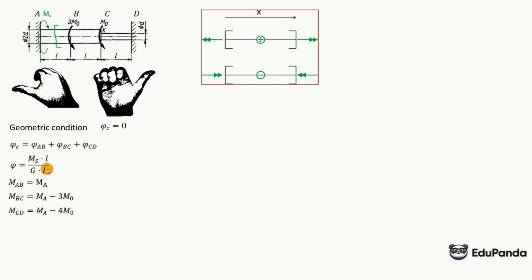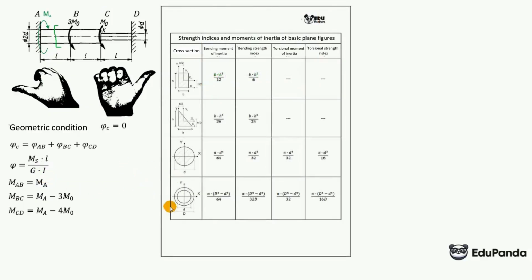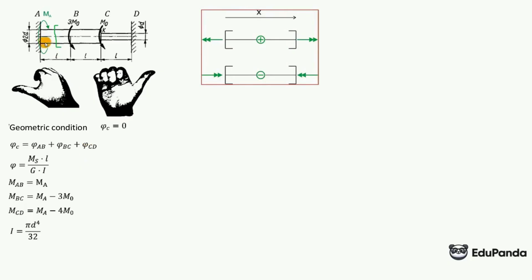In this formula, we also have the moment of inertia for torsion, so we glance at the table, whose link will be in the description of the video. And here we have a circular section, which means the torsional moment of inertia is pi d to the 4th over 32. All right, let's go. The AB section and the BC section have the same torsional moment of inertia, because they have the same diameter. This diameter here is exactly 2d, meaning pi times 2d to the 4th over 32 reduces to this form.